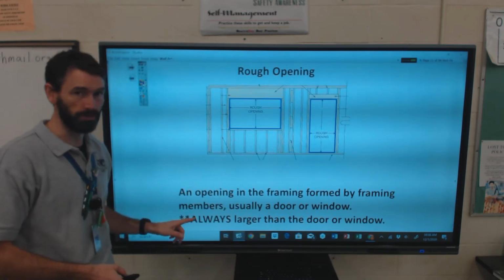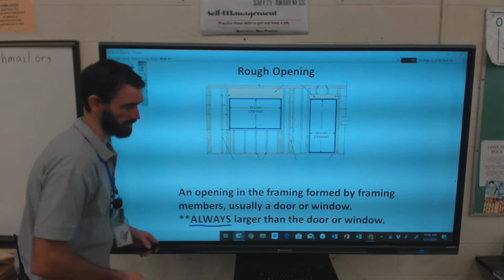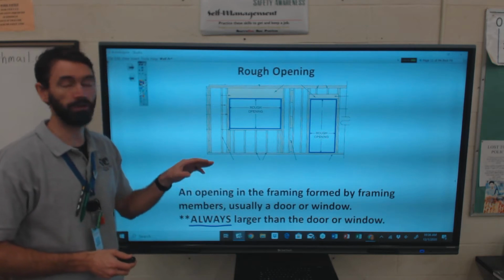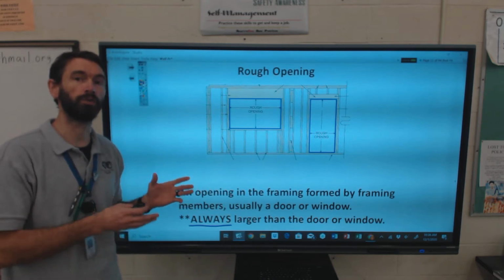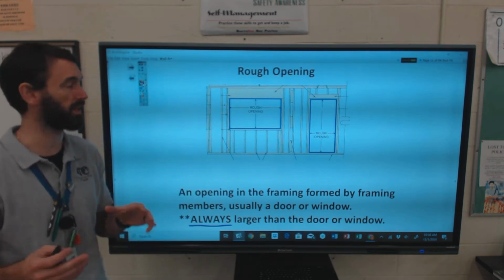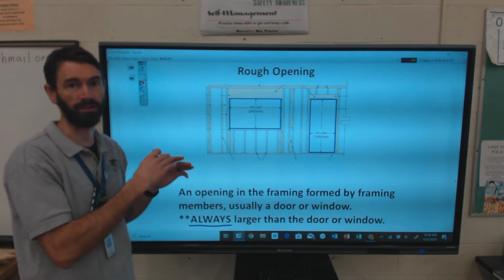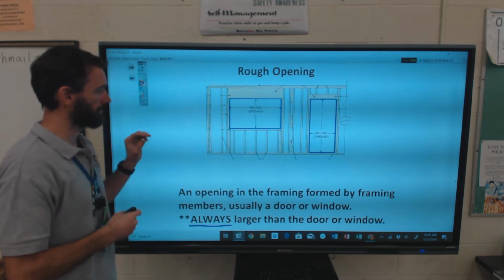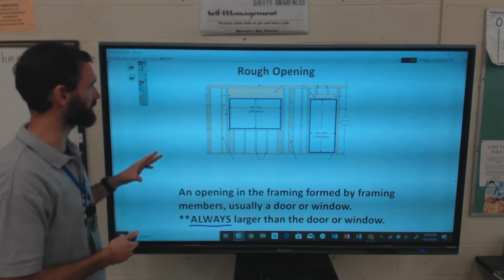One thing to note is your rough opening is always larger than the door or window itself. So if the door or window is going in, your rough opening is always larger than the given size of the door. It gives you a chance to put it in and get it set just right, like level and plumb. Okay, make sure you have this down, and we'll go on to the next slide.